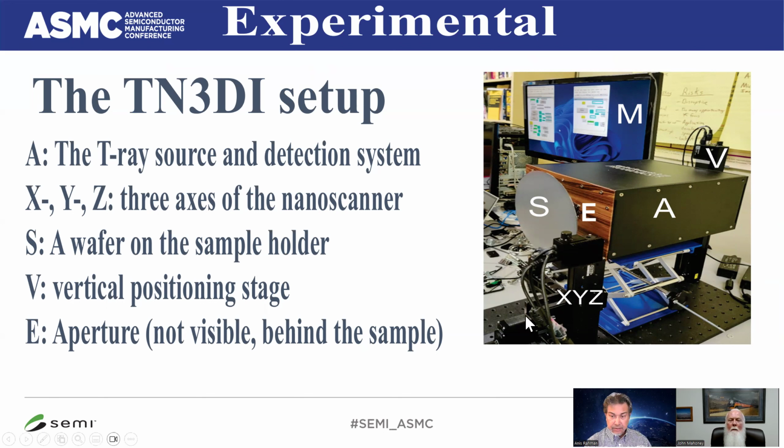And the XYZ, this three-dimensional, three-axis scanner, on which the wafer is mounted. On this arrangement, an 8-inch wafer or 200 millimeter wafer can be accommodated, from whatever small size is required. And then there is an aperture here marked E, which is not very clearly visible, it's behind the sample. The aperture allows one to control the power. In some cases we need higher power, in some cases lower power, and that can be done with this aperture.